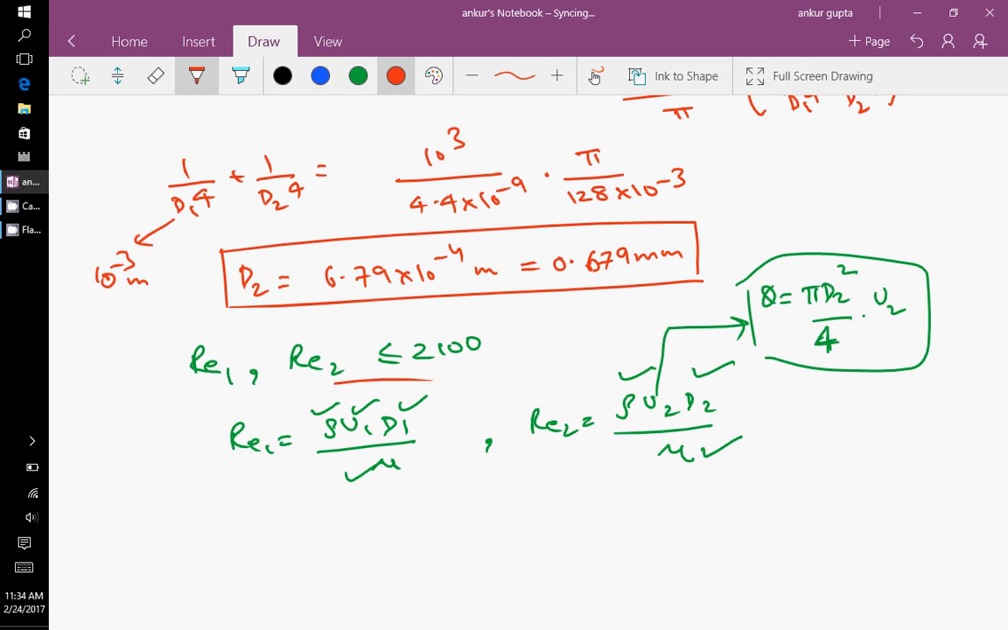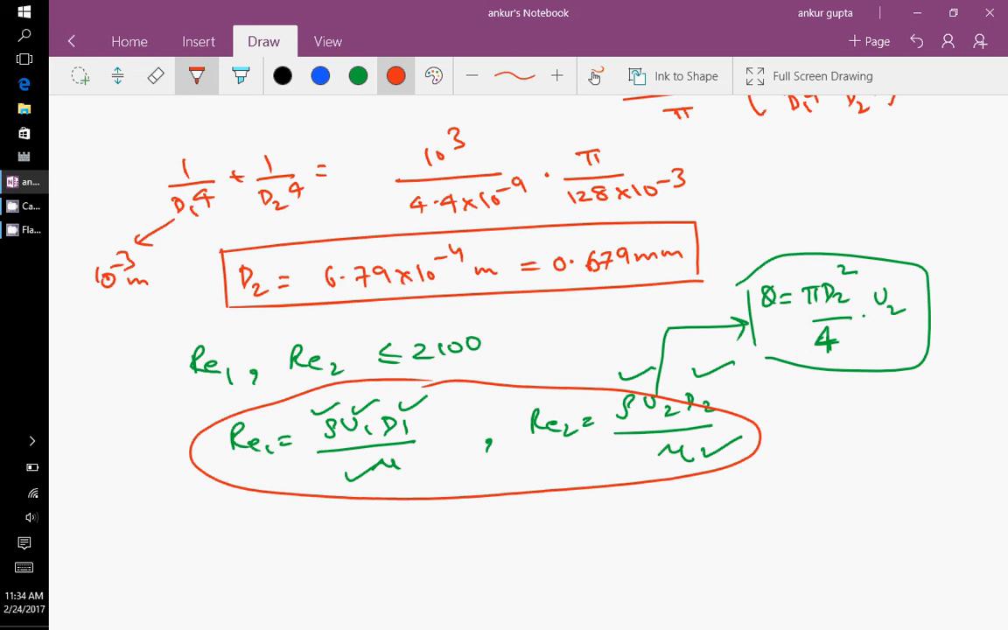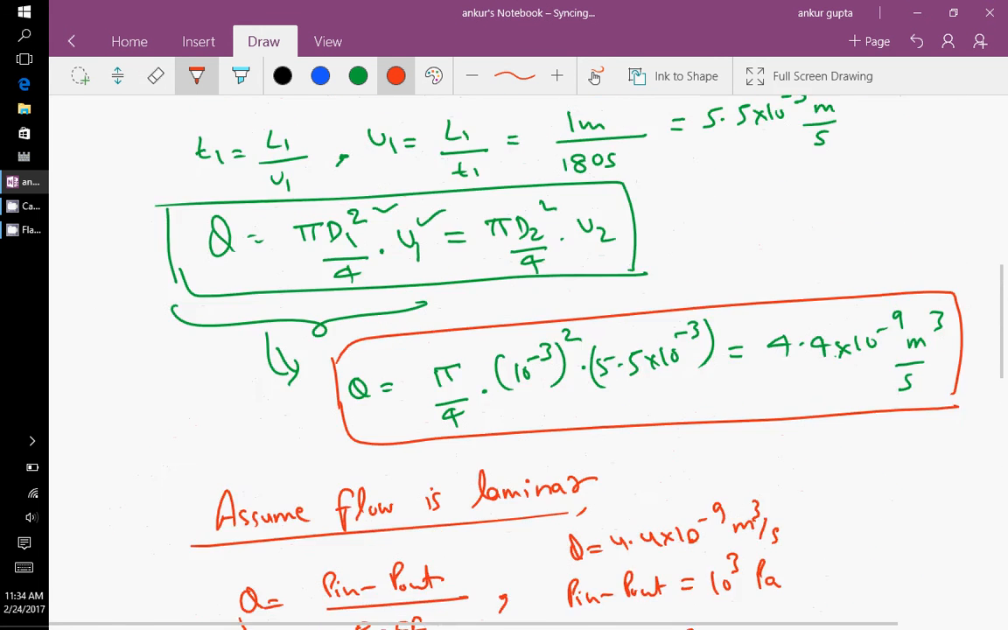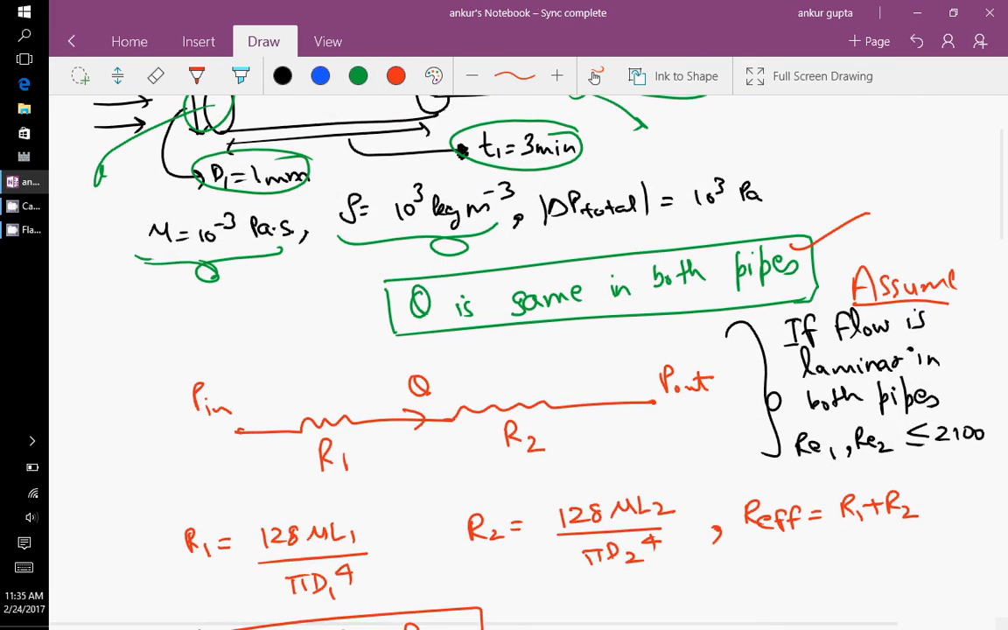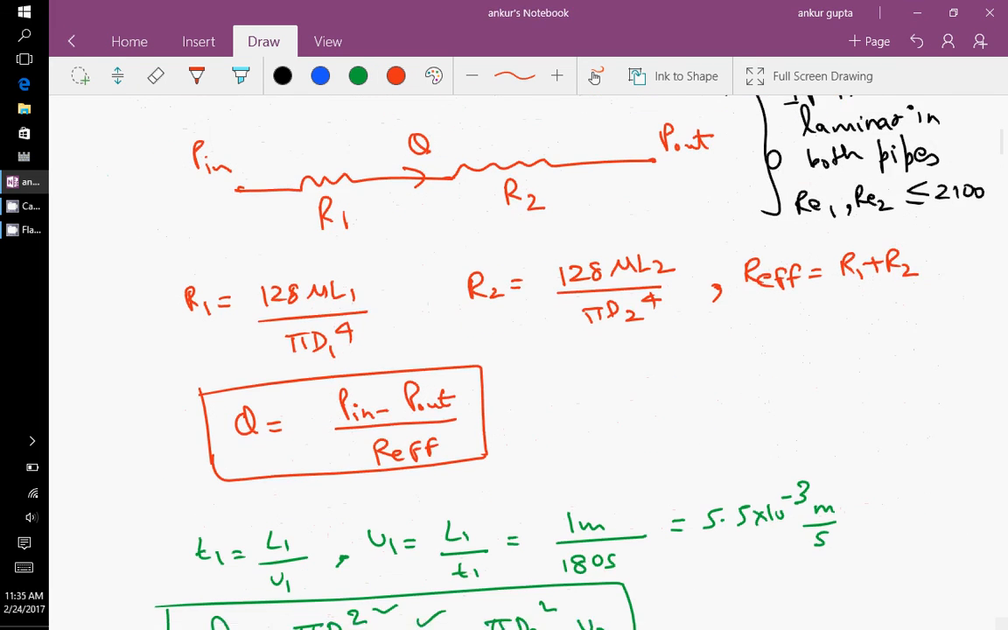So I'm not actually showing you the calculation here. You can again cross check that. Both of them come out to be, both conditions are satisfied, and they are actually way less than 2100, so they're very definitely laminar, and you can cross check again to see these numbers. But the idea here was to really show you that rather than solving the system in a more complicated way, we can just write down one equation that Q is P in minus P out by R effective, where R effective is the sum of the two resistances, and just solve the problem.